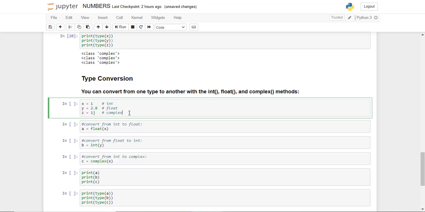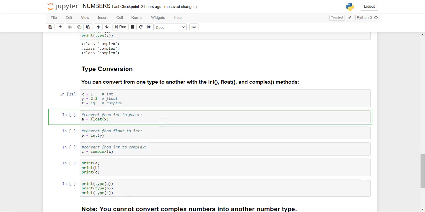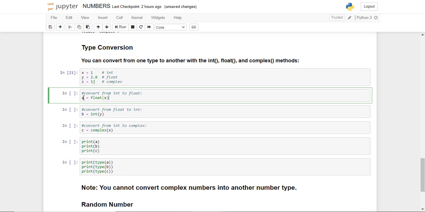Let's run the cell. Now we are going to convert from integer to float. So we have a new variable a, and we are going to say take the number x, which we know is an integer, and convert it to a floating point number. So let me run the cell. I've done this. How to look at it, I will come to this point later.